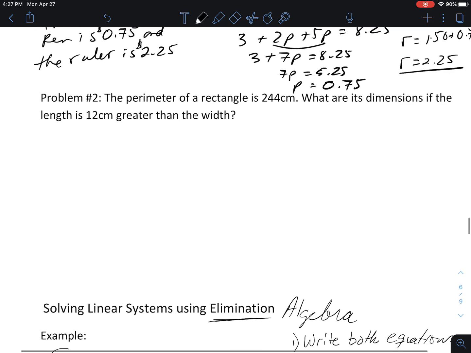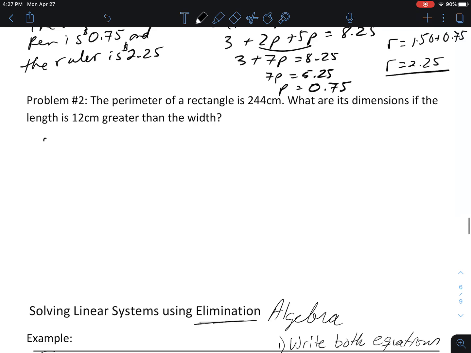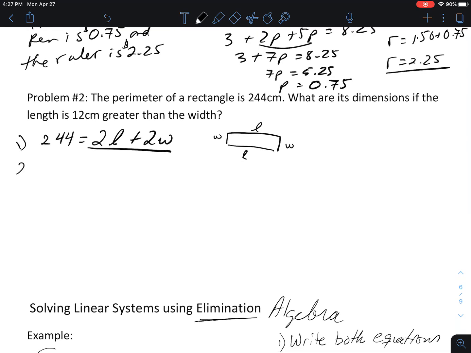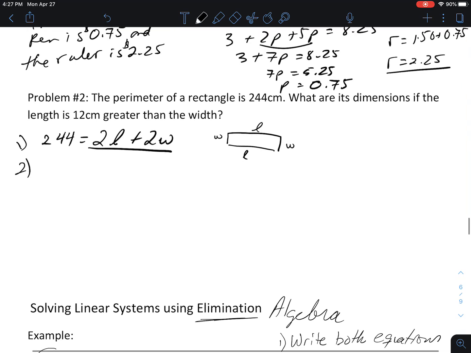All right, and now I have a perimeter problem, a rectangle. Perimeter is 244. What are the dimensions if the length is 12 greater than the width? So I'm going to say that 244 is 2 lengths plus 2 widths. Remember, it's both of them. A common error is for a student to just say length plus width. But if I add a length and a width, I do not have a rectangle. I need 2 lengths and 2 widths to get the perimeter. So that's my first equation.